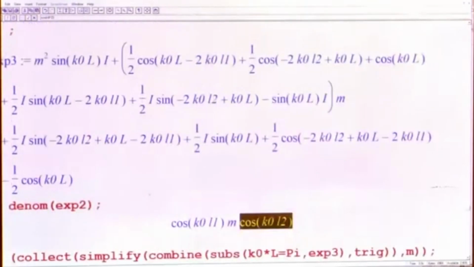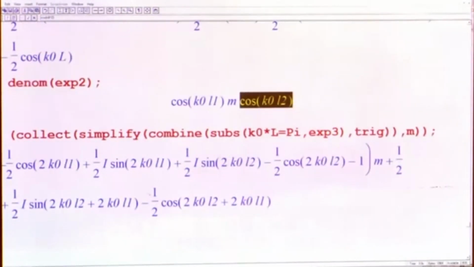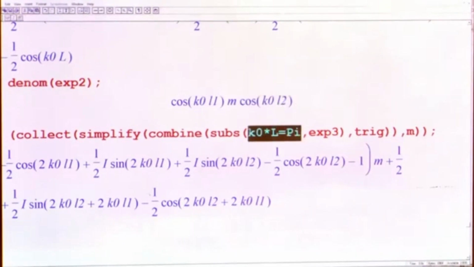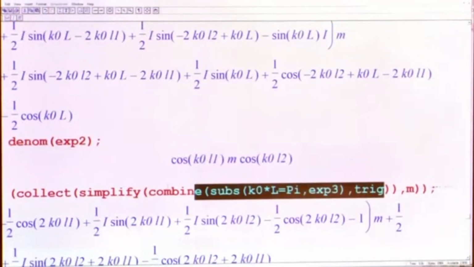Now, the important question here is what do we do to tune the peaks with the troughs, or the first and second resonance frequencies of the chamber. For that we have to look into the numerator, and there are some special cases of course. The trough due to the first axial resonance will occur when k naught into L is equal to pi. So, we substitute k naught L is equal to pi in expression 3, which is the numerator given above, and again follow the standard procedure, that is to combine terms using simple trigonometric identities, then simplify and collect terms in the orders of m.